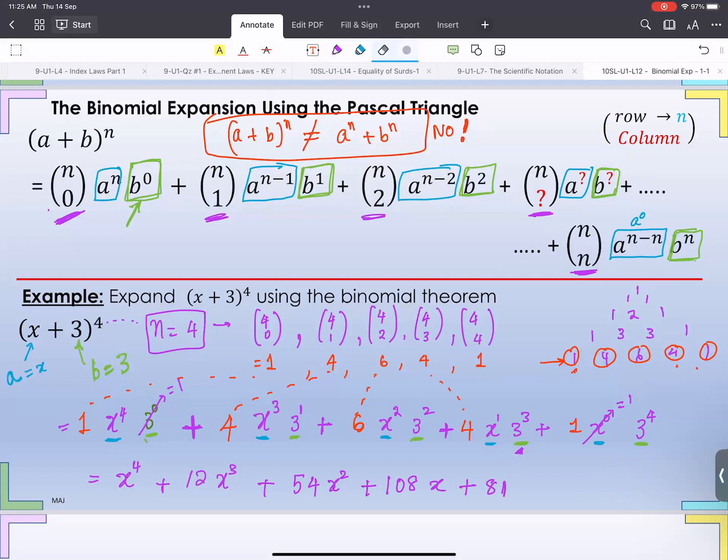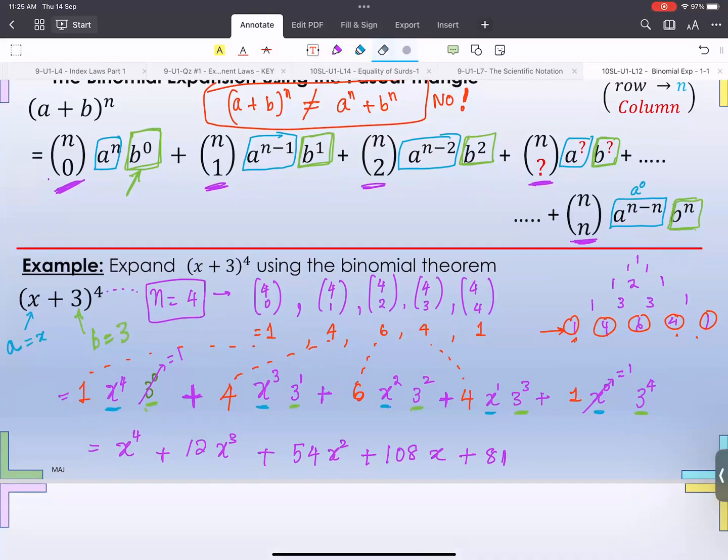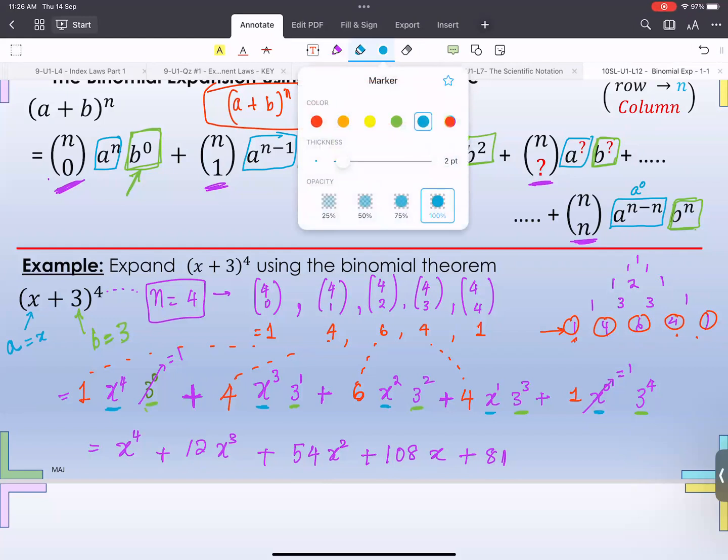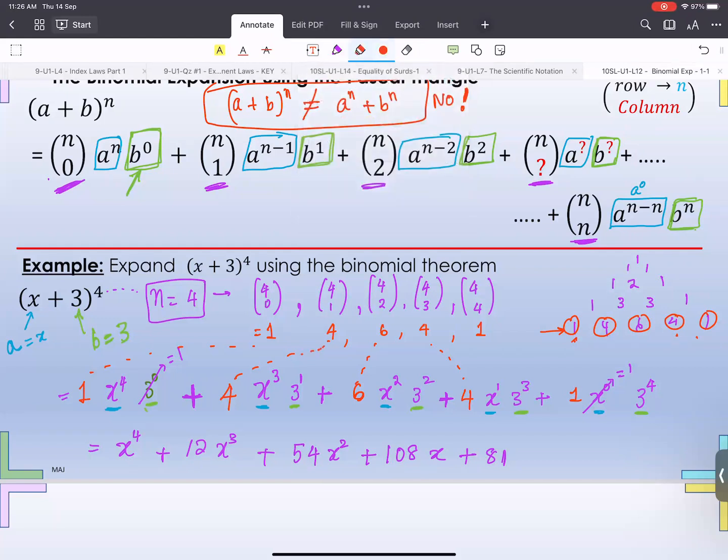For power 4, when n is equal to 4, we have 5 terms: 1 term, 2 terms, 3 terms, 4 terms, and 5 terms. For power 6, we'll have 7 terms, and so on and so forth. That is a very easy binomial expansion question. It can get a little more complicated, and that's what we're going to do. We're going to take this up a notch and keep adding variations in each and every question.